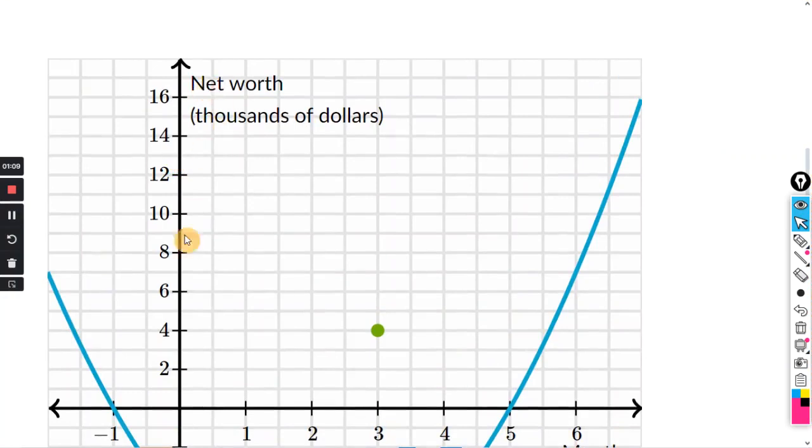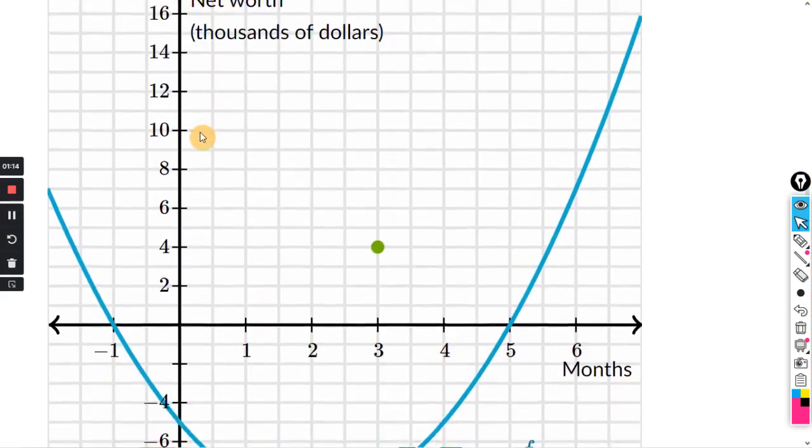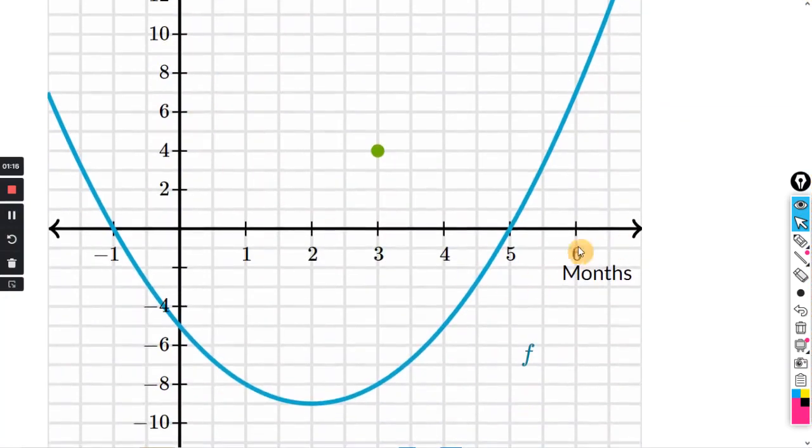All right, so the y-axis right here is the net worth. We don't really need that because we have the x-axis in months right here. So basically, this is when he opens it at 0 months. This is 0 right here. This is 1, 2. This is -1. So this is 0 right here.